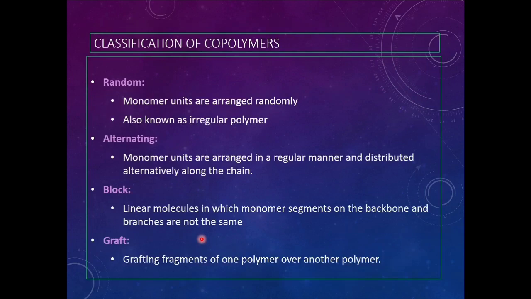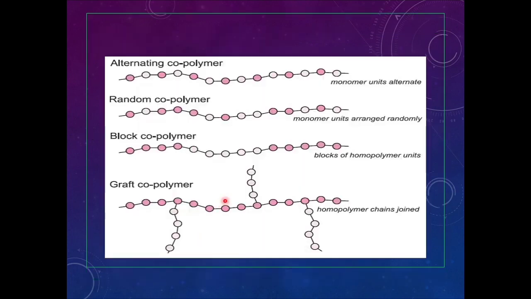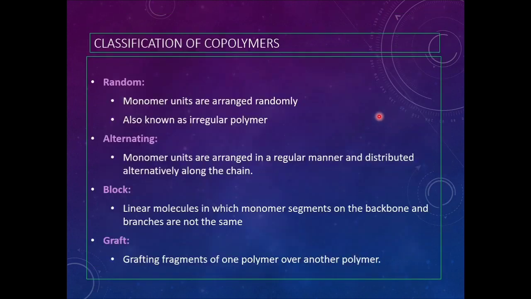Now again, this copolymer can be divided into random, alternating, block and graft copolymer. First one is random. From the name itself we can say here the monomer units are arranged randomly, also known as irregular polymer. Here you can see random copolymer, monomer units arranged randomly.